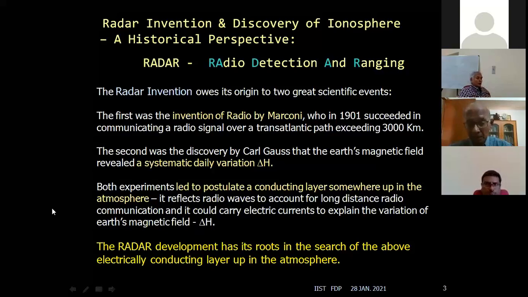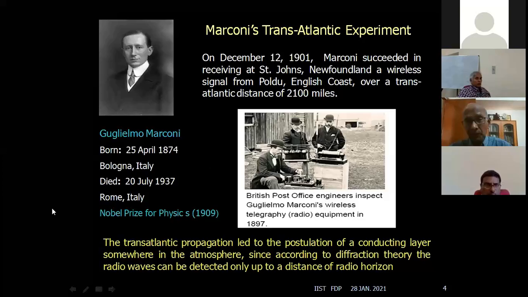So it is in search of this conducting layer that an instrument was developed which is called the radar. That is, you send out the radio pulse and it detects a target and finds its range. Detecting the target in this case is detecting a conducting layer, and finding its range means finding its height.